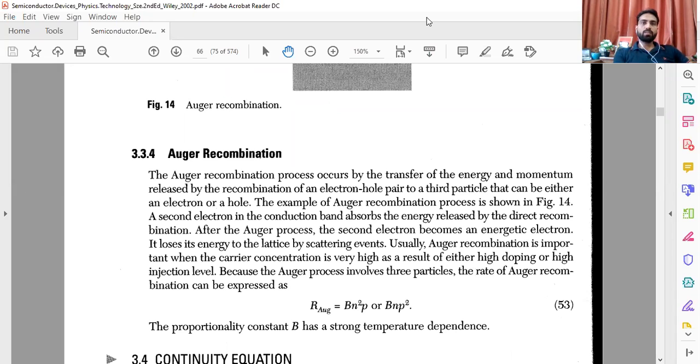So what is important in it? The most important part, while we are talking about the Auger process, is that Auger recombination is important when the carrier concentration is very high as a result of either high doping. When will recombination be high? Recombination will be high when we have more charge carriers. So when the carrier concentration is very high as a result of either high doping or high injection level.